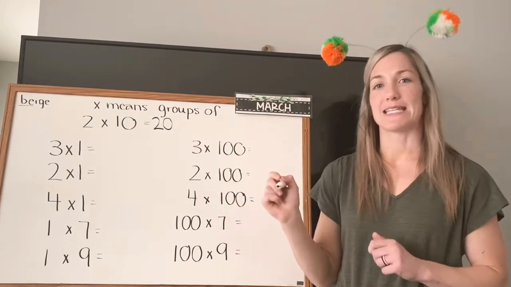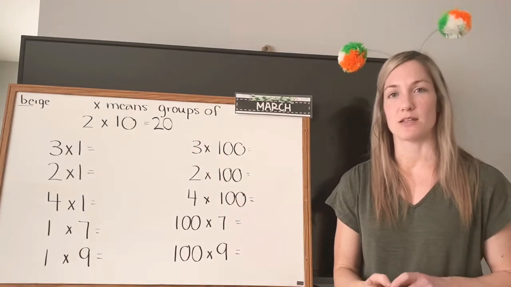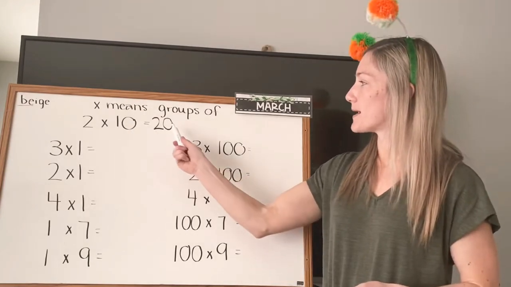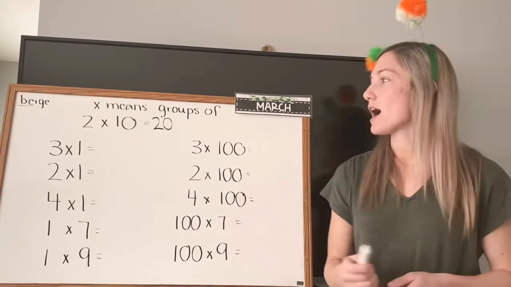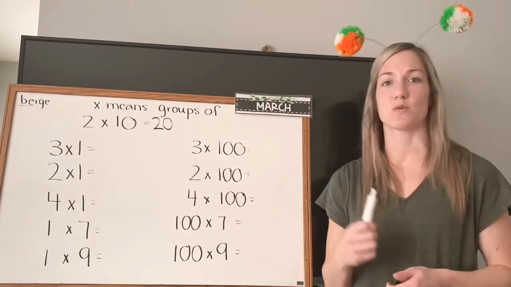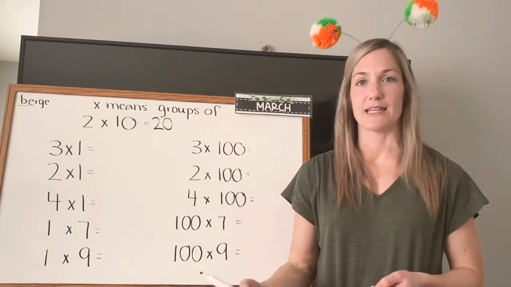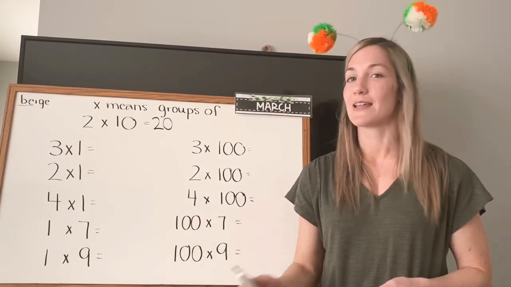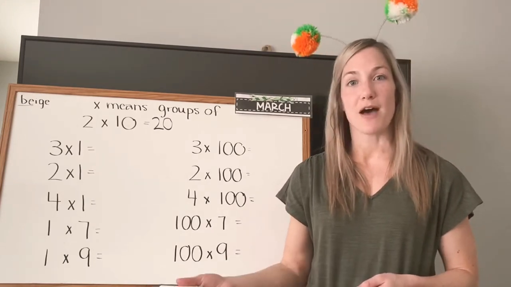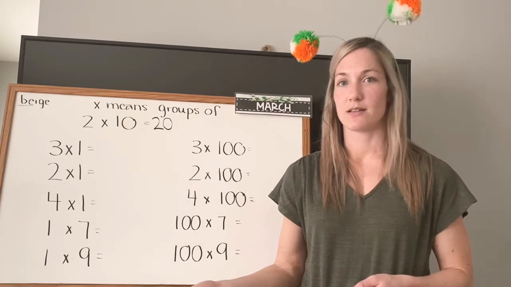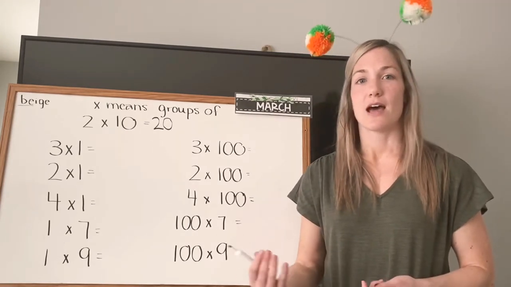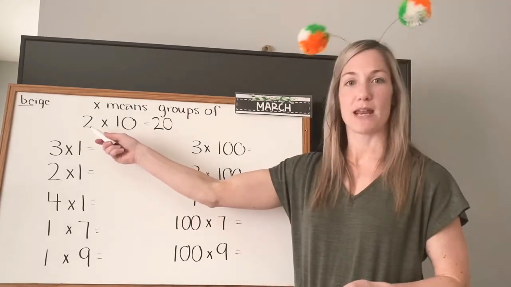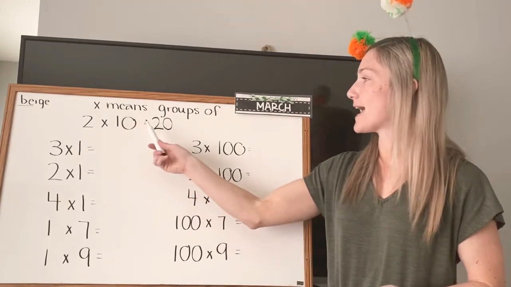When I'm multiplying by 10, what's a trick that I can use to get my answer? If you said that I would add the 0 from my 10, you would be right. I know that 2 times 10 equals 20. I know that 3 times 10 equals 30. I know that 4 times 10 equals, that's right, 40. I know that 5 times 10 equals, that's right again, 50. An easy trick is to just add the 0 from the 10 to the end of my number. 2 groups of 10 equals 20.